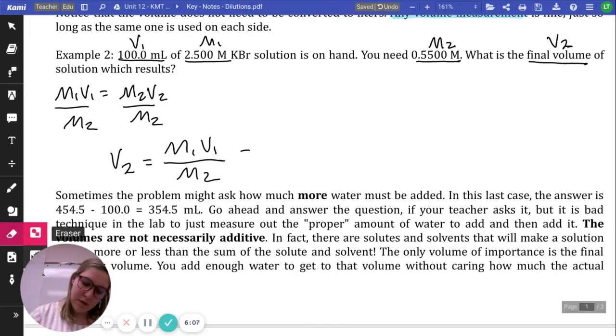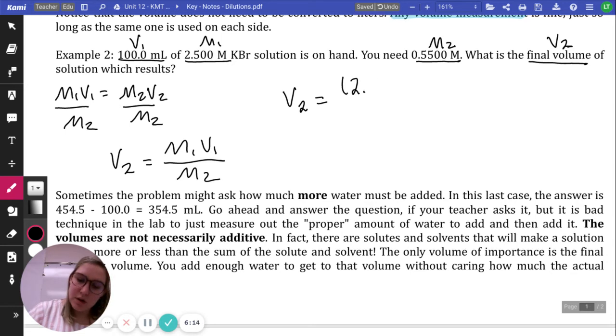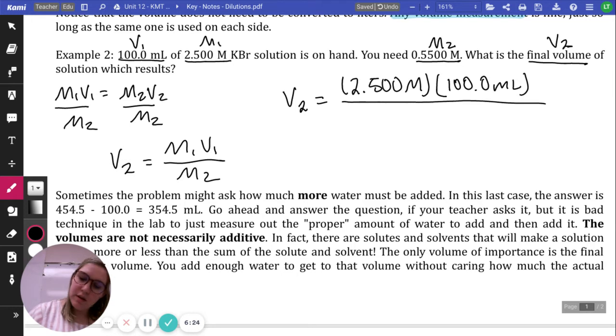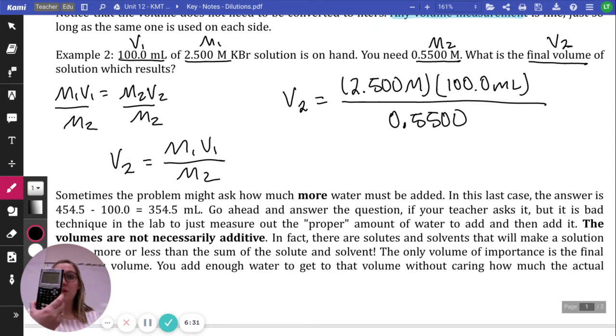So V2 is equal to, and my first molarity is 2.500 molar times my first volume, which is 100 milliliters, all divided by M2, which is 0.55. All right, and then we'll just plug it on into our calculator. So 2.500 times 100 divided by 0.55.